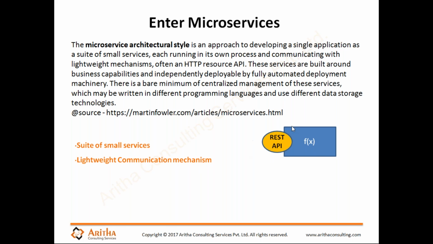So a function just exposed as a REST API. I specifically put this as a function because it closely ties up to one of the features of microservices, which I will slowly reveal to you in the next couple of slides. And then, most importantly, when we talk about microservices, they have to be independently deployable. So what does it mean to be independently deployable?